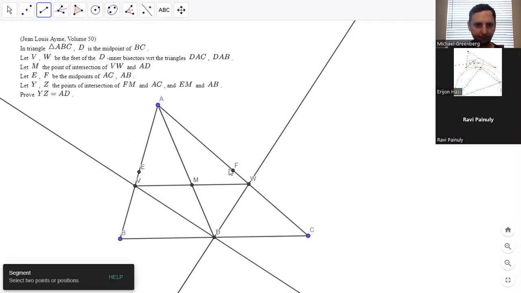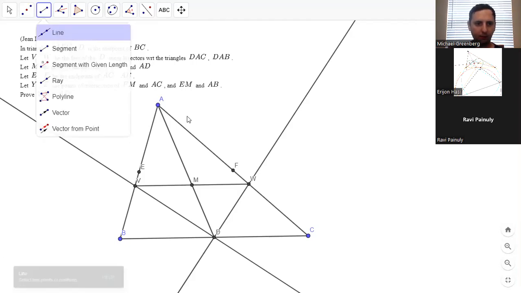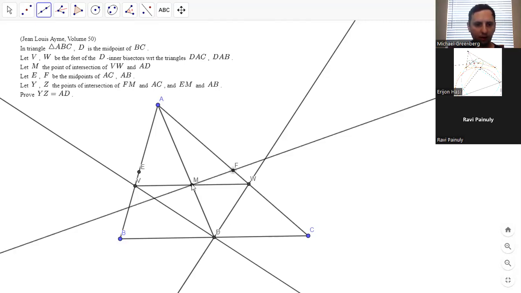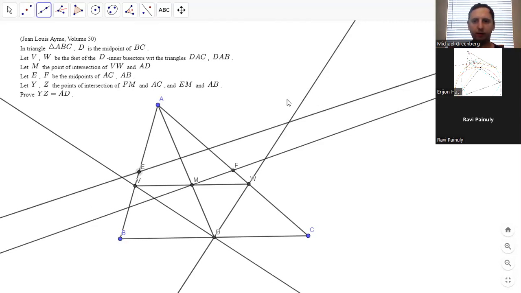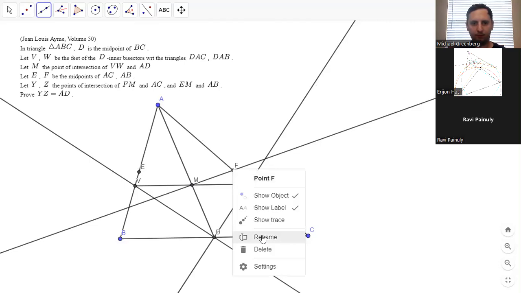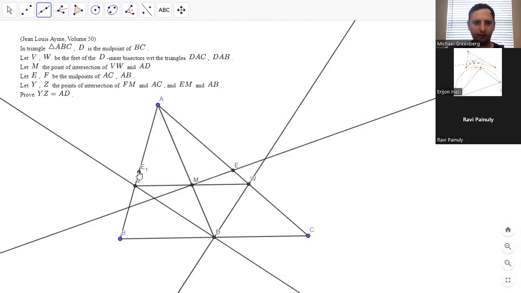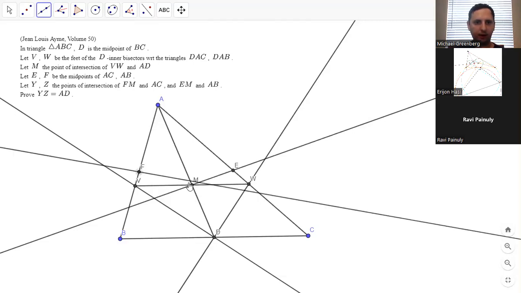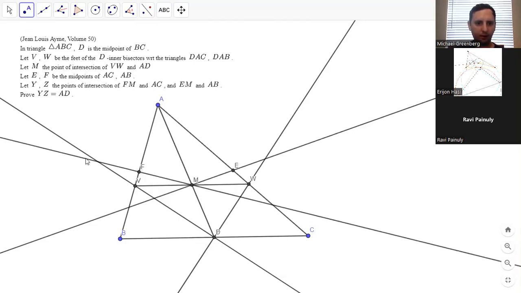And then you want to draw the intersection of FM and AC. I think they mean, well, let's see, F. Oh, because I switched E and F. Okay, let me. So this is E, this is F. So EM and AB intersect at this point.